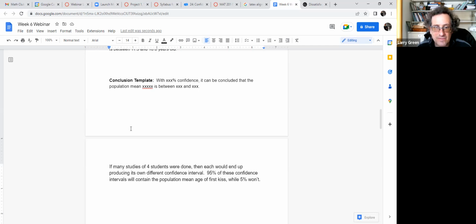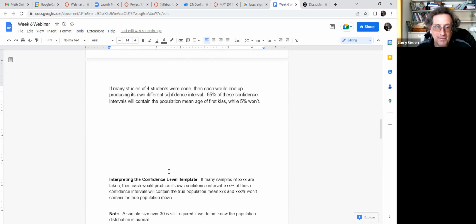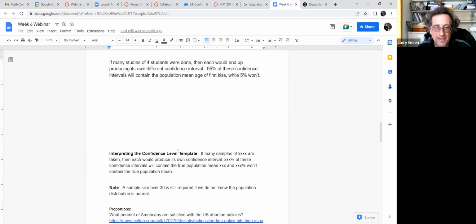Okay, so I made a little template. If many samples of XXX, in this case 4, but it's not always going to be 4, are taken, then each would produce its own confidence interval. XXX% of these confidence intervals will contain the true population mean of whatever, in our case, it was average age of first kiss, and whatever percent won't contain the true population mean. Any questions at all on interpreting the level?